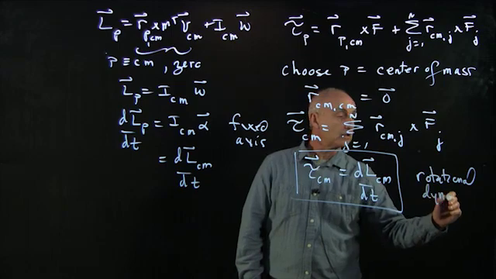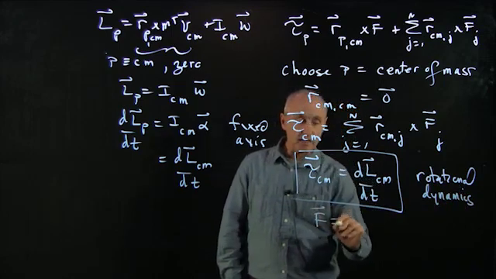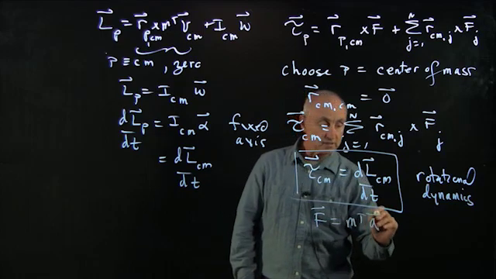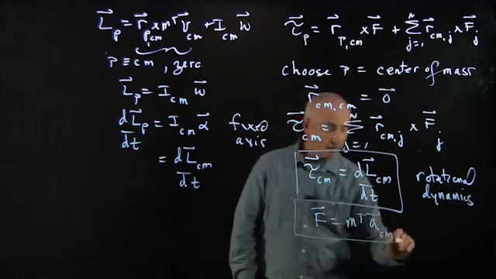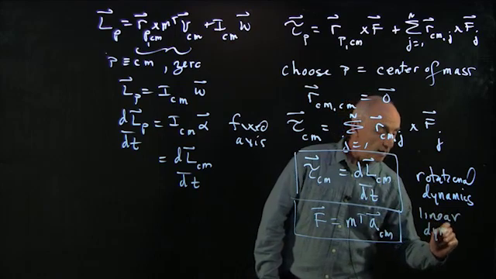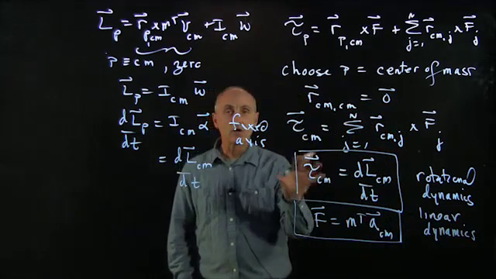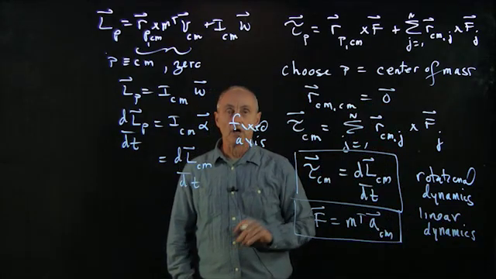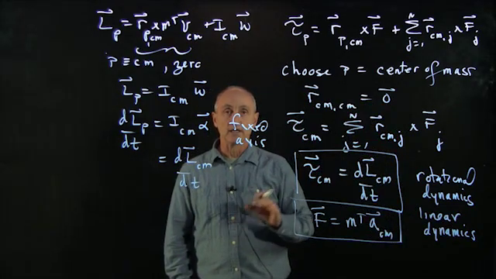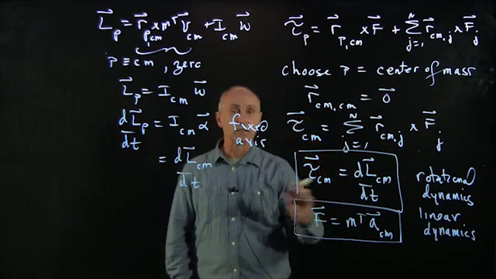And for our linear dynamics, we will still apply F equals the total mass times A_CM. So that's our linear dynamics. And this is our overall decomposition of rotational motion. To analyze it, we study the rotational dynamics and the linear dynamics.